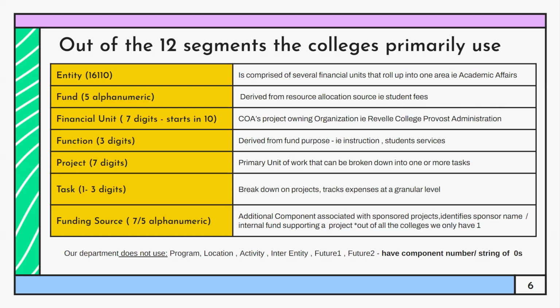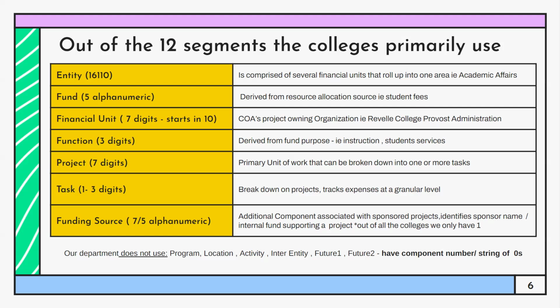The fund number is the next number. It's a 5 alphanumeric segment, and it's derived from the resource allocation source that your funding is coming from. So for example, if it's student fee money. The next one is the financial unit. It's a 7-digit string. All of our college financial units start with 10, and that is representative of a COA's project owning organization. So for example, Revelle College Provost Administration is a financial unit.